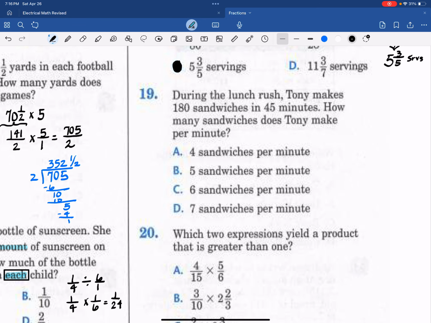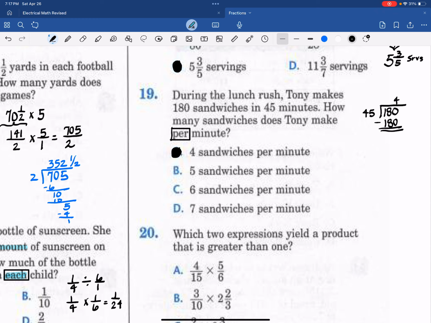During the lunch rush, Tony makes 180 sandwiches in 45 minutes. How many sandwiches does Tony make per minute? That is a division word problem, and you can simply do it this way. 45 goes into 90 twice, so it would go into 180 4 times with none left. So I like A as in alpha.